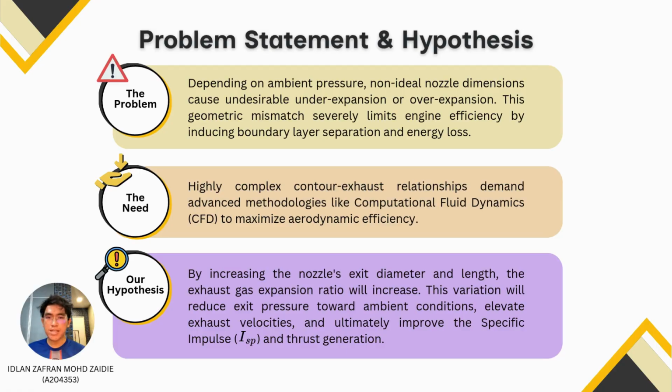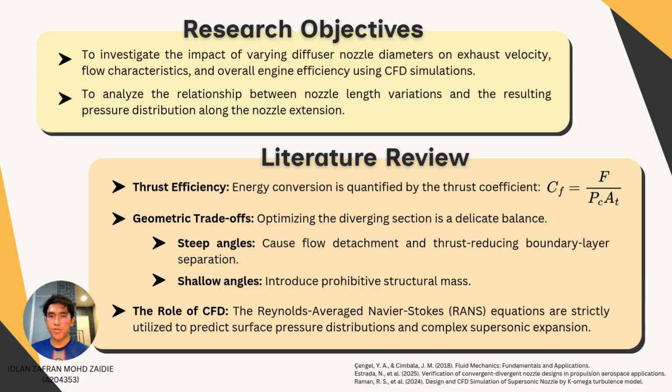We hypothesize that by increasing the nozzle's exit diameter and length, the exhaust gas expansion ratio will increase. This variation will reduce exit pressure to ambient conditions, elevate exhaust velocities, and ultimately improve the specific impulse and thrust generation. To test our hypothesis, we established two main research objectives.